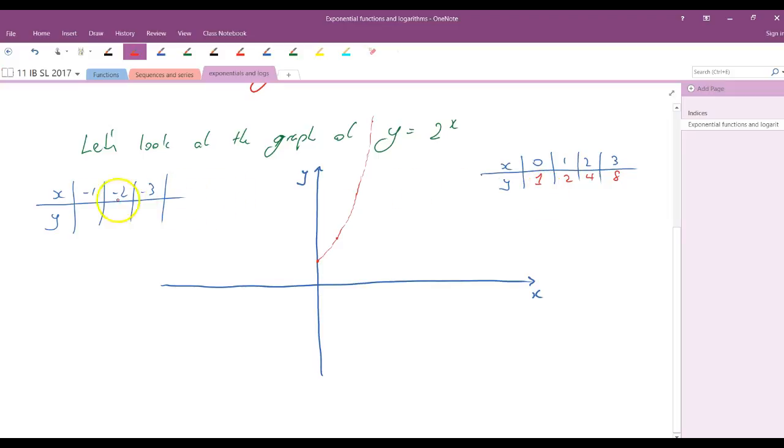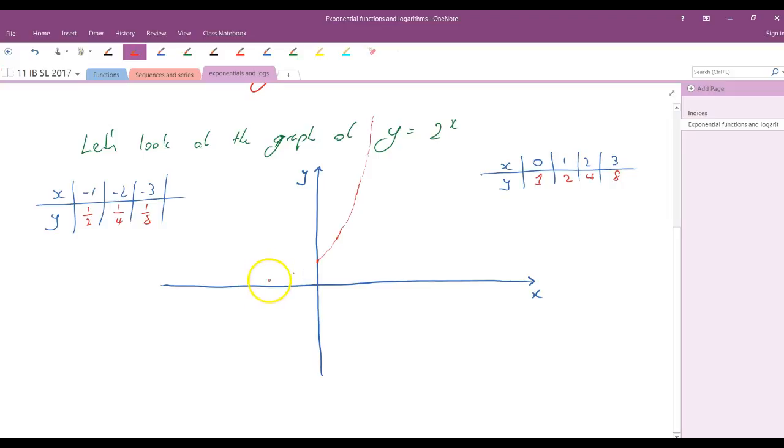Let's go to the left now. What happens at x equals -1? Well, 2 to the -1 equals, we know all about that. It's 1 over 2 to the positive 1. 2 to the -2 is 1 over 2 squared. 2 to the -3, put a -3 in here, it's 1 over 2 cubed, 1 over 8. So when x is -1, it's a half.